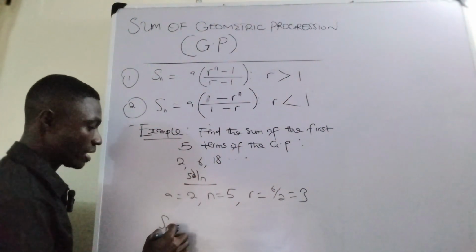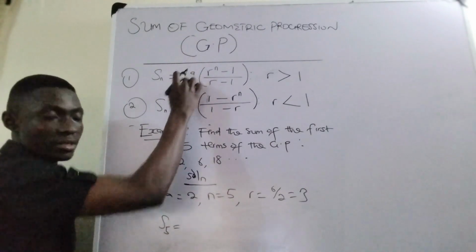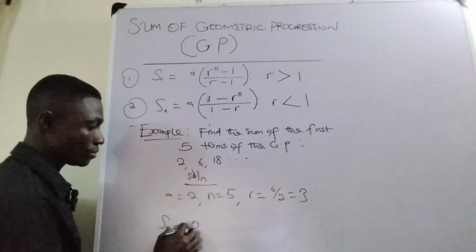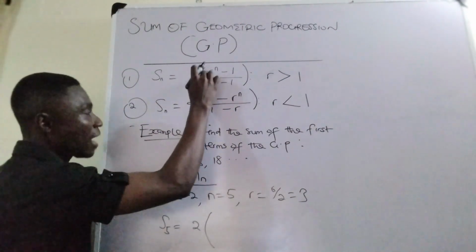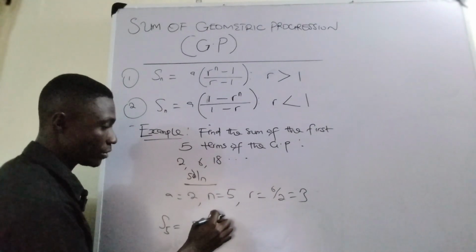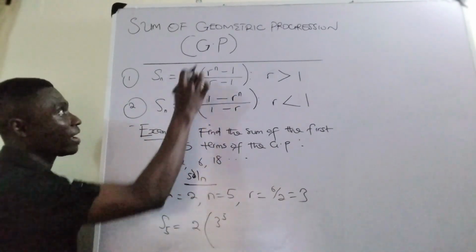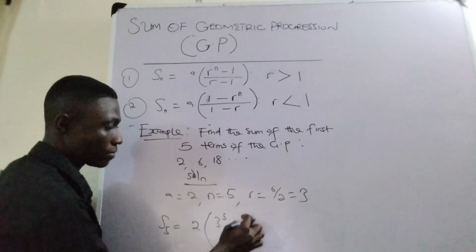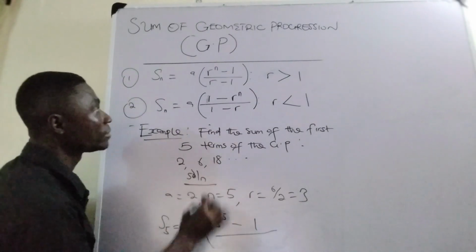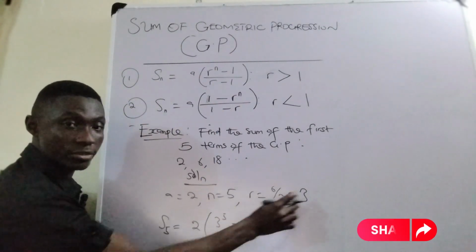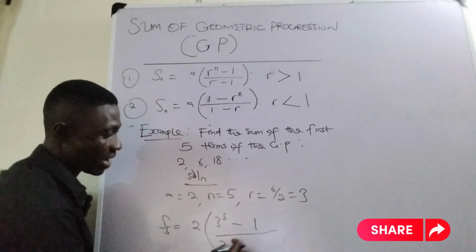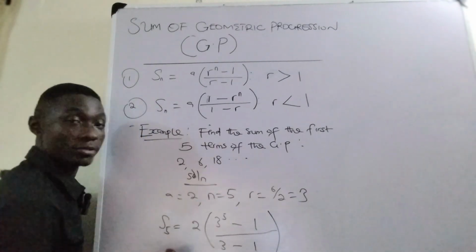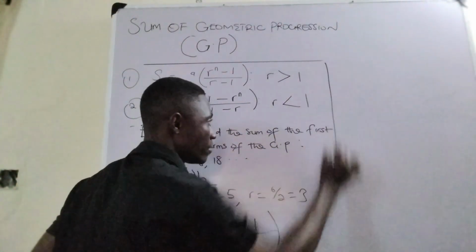That's the sum S5 equal to, where we see a, we drop our 2. Then r, of course, is 3, to the power of 5, n is 5, minus 1 all over r, again r remains 3, minus 1. So let's continue.